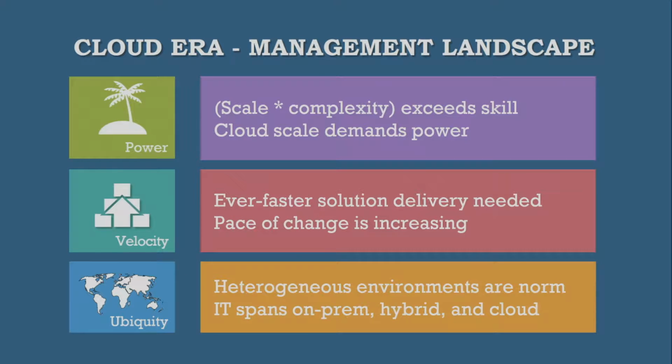All right, let's talk about where we're headed now. We have three themes of the talk here: power, velocity, and ubiquity. The idea is that as we're entering this cloud era, the scale of everything is increasing, and the complexity of these interdependent components at cloud scale together is exceeding the skill and manual ability of you guys, right? So in many ways, we need to make things more powerful so that you can do more with less.